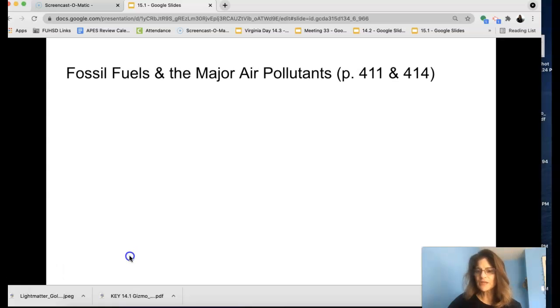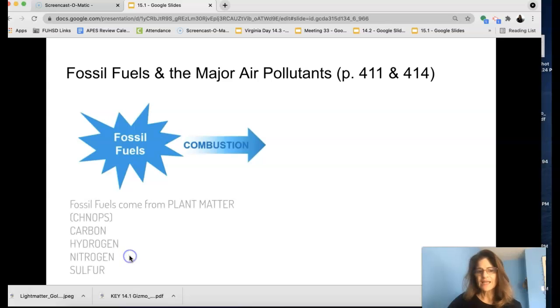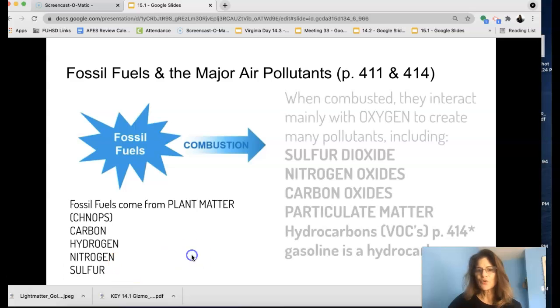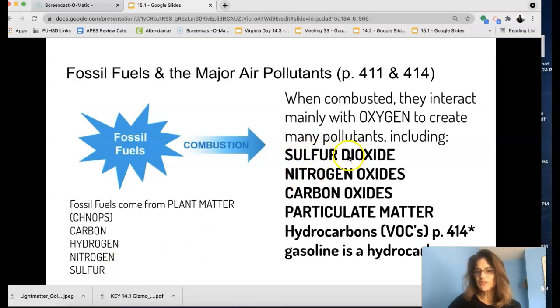Most of these air pollutants come from the combustion of fossil fuels. And if you remember what fossil fuels are, this will make sense to you. Fossil fuels were once alive. They are the remains of ancient plant and animal material, and therefore they are made of the CHNOPS elements. So when we burn them, we get pollutants that contain the CHNOPS elements, such as sulfur dioxide, nitrogen oxides, carbon oxides, particulate matter, and something called VOCs, volatile organic compounds, of which hydrocarbons, which is what gasoline is, are an example.